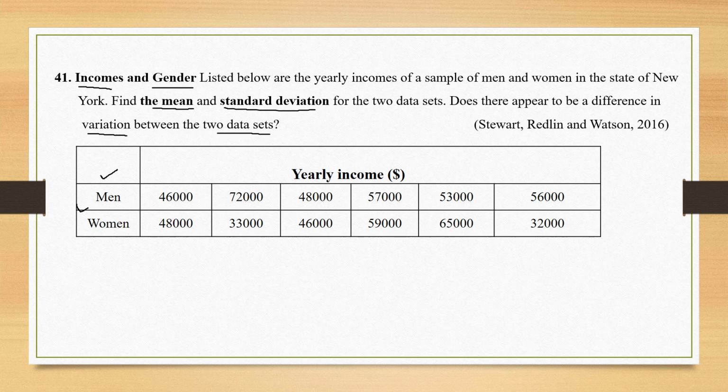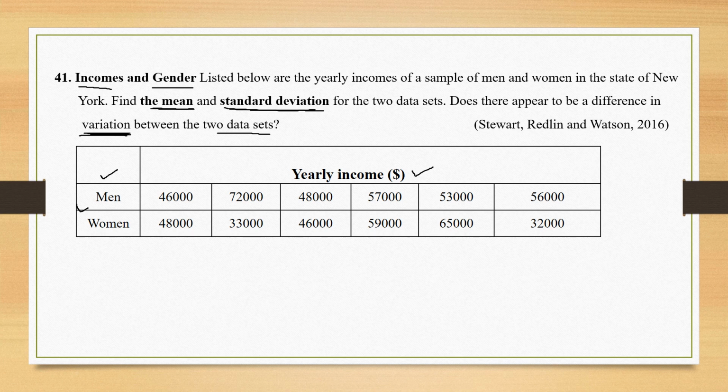Okay, so here we need to discuss three things. First, we need to find out the mean for both data sets. Then we need to find out the standard deviation for both data sets, and then at the end, we need to find out whether there is a variation or not. If there is a variation, we will mention it. So here are the yearly incomes in dollars for men and for women.